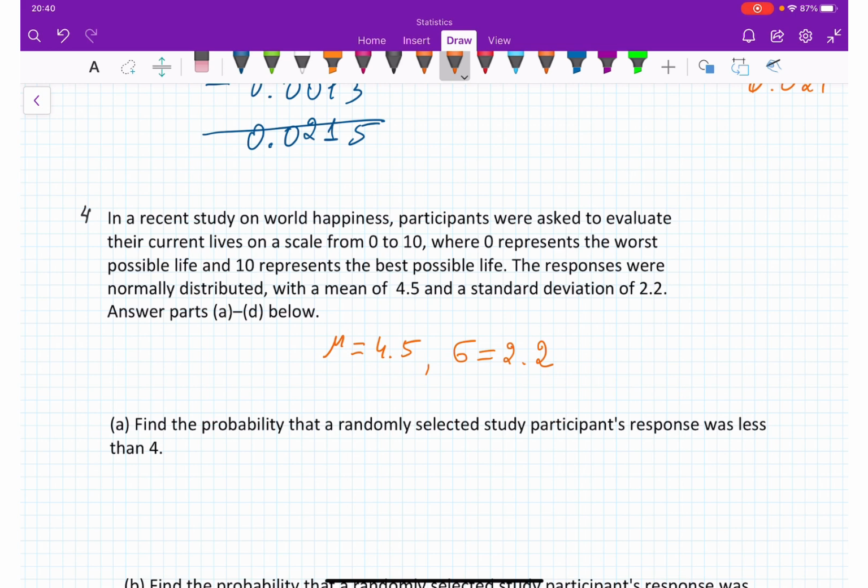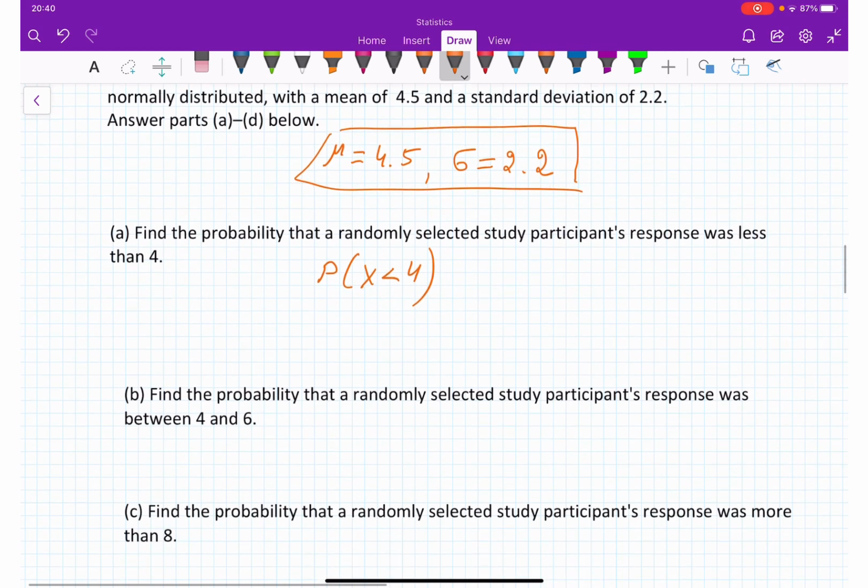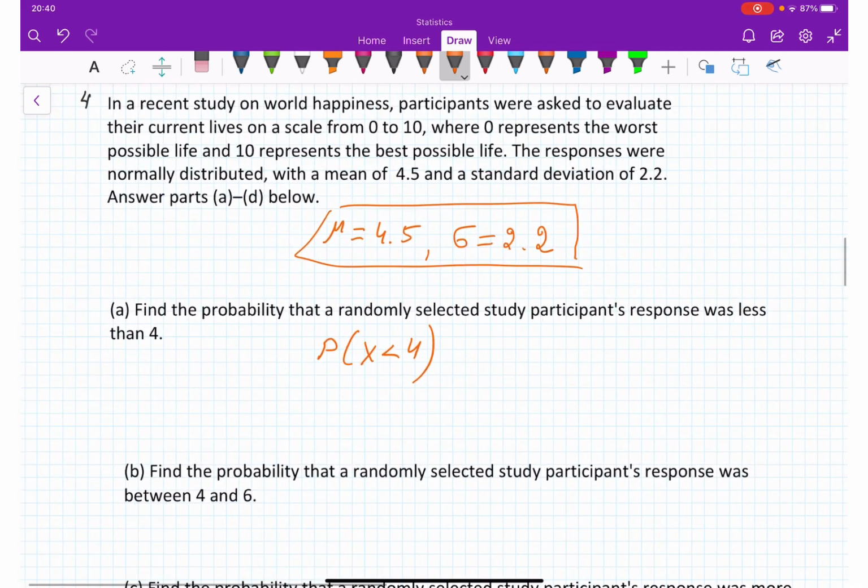Evidently, x is going to be given. Oh, here it is. Find the probability that a randomly selected study participant's response was less than 4. So find the probability for x less than 4. This mu and sigma are going to be common for every single question, and then it's going to suggest different x's. So what do we have? We have mu 4.5, sigma 2.2, and we need to find less than 4. Let's go for it.